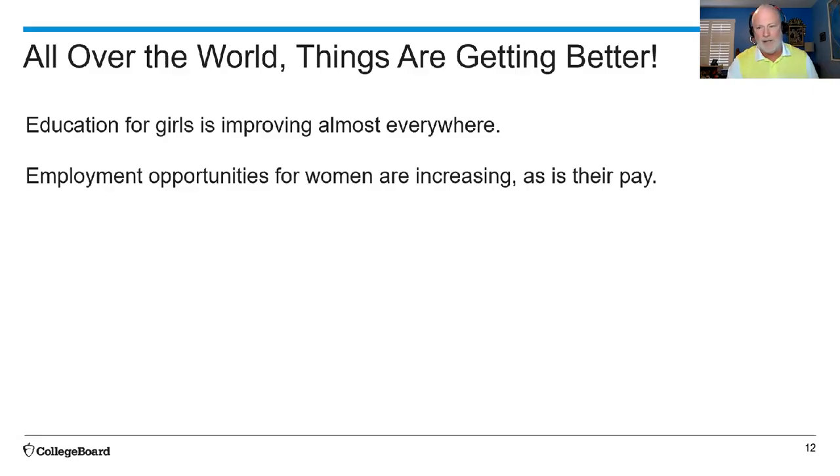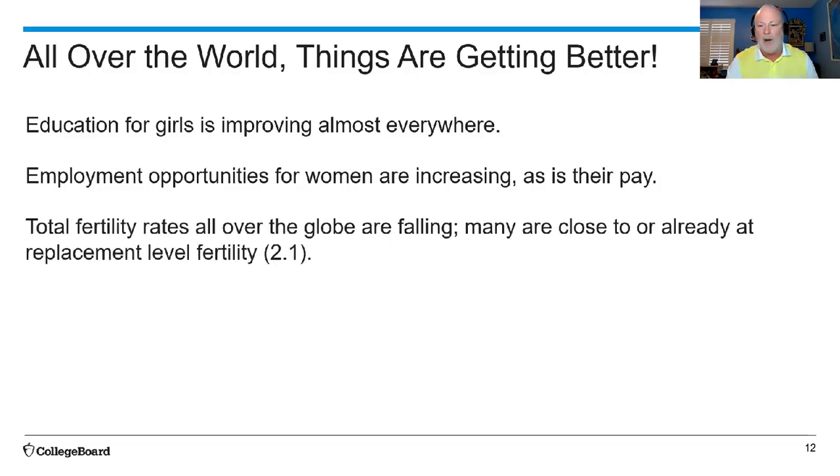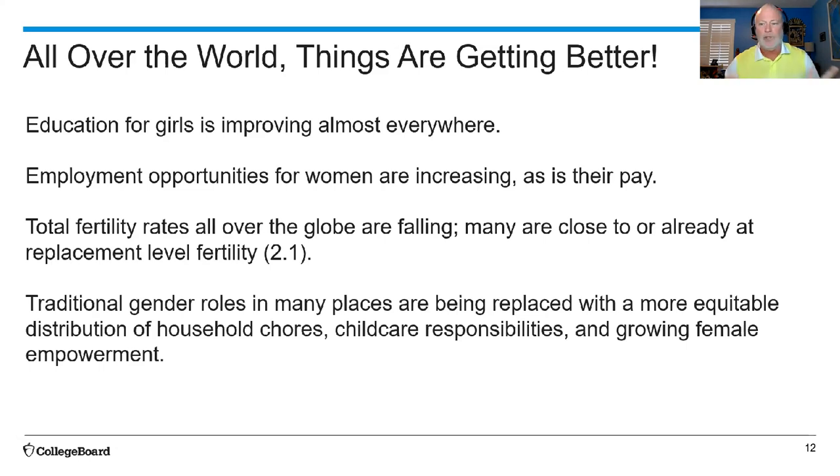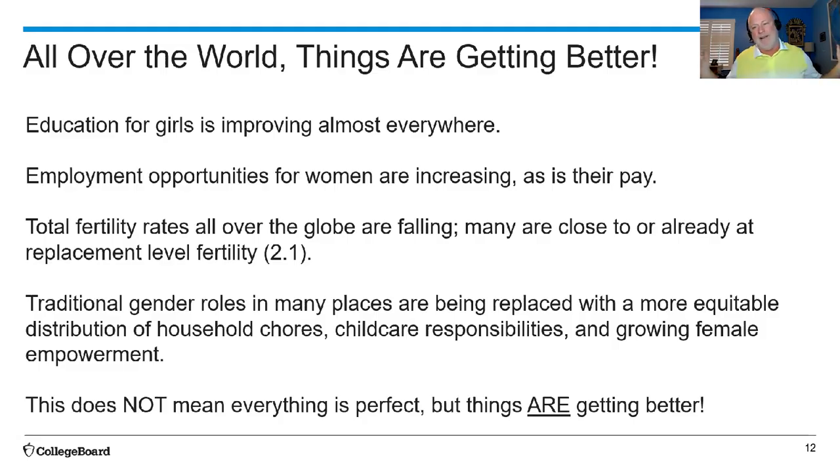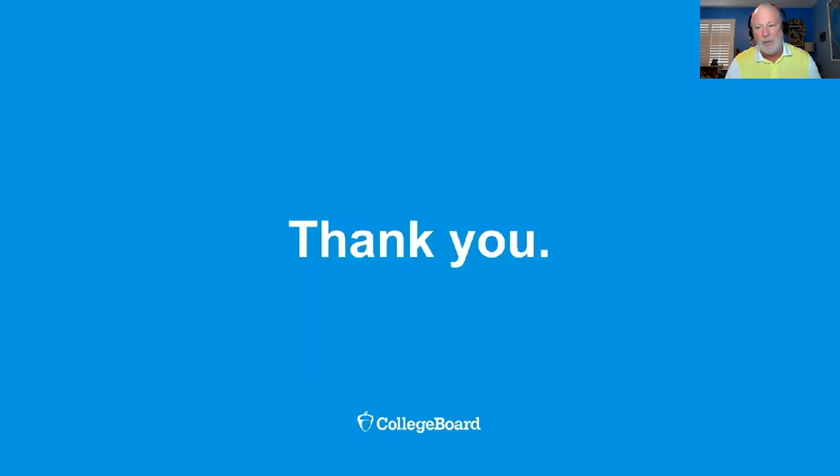Employment opportunities are increasing. Their pay is increasing. This is better for their family. It's better for the community. It drives the economy. TFR is falling, all right? All over the world, the 2-child family is becoming more and more the norm, all right? And that's important. Traditional gender roles are changing, right? The patriarchal society is not quite so entrenched as it was just a generation or two ago. Now, I'm not here to tell you that everything is perfect. I'm not here to tell you that there aren't any opportunities for improvement, but I can tell you things are getting better.